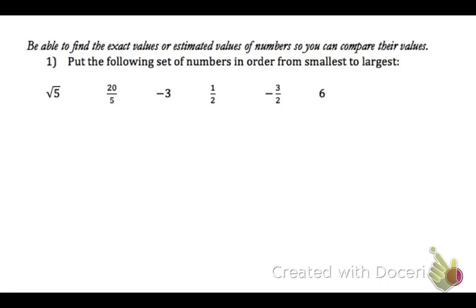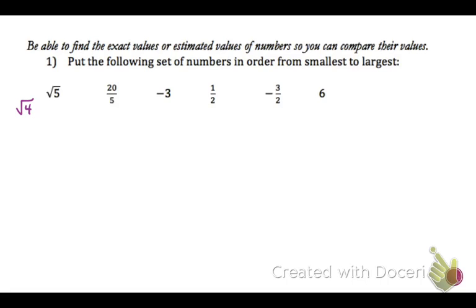The first concept is you need to be able to find the exact values or estimated values of numbers so that you can compare their values. So one way to do that is put numbers in order from smallest to largest. To do that, you'll need to estimate their value. With the square root, you think of perfect squares that are around that value.